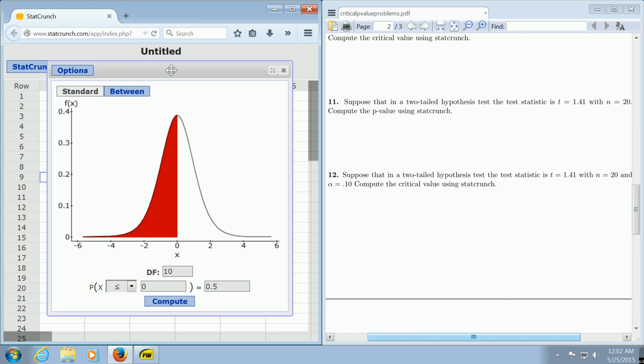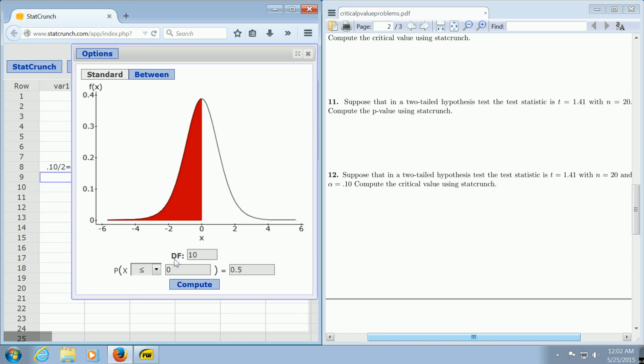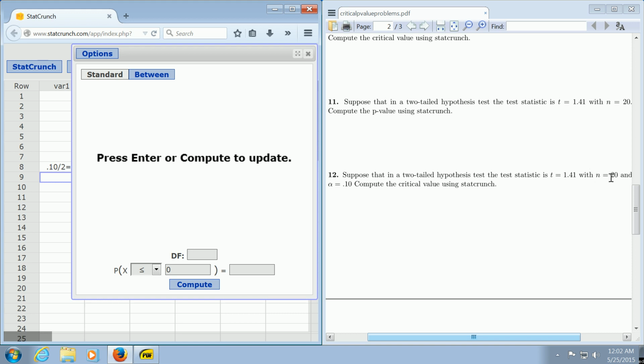and you have this window that opens up. So DF is the degrees of freedom. So all you do is you take your N, which is 20, and you subtract 1. So 20 minus 1 is 19. And then here, you want to enter half of 0.10. So we divide it by 2. We already did that, and we got 0.05. So I'm going to plug in 0.05 here. Then I'm going to click Compute.